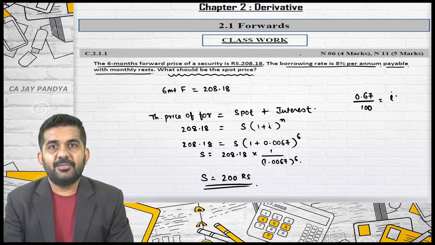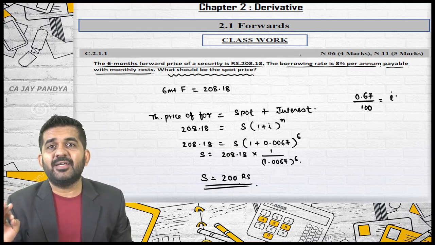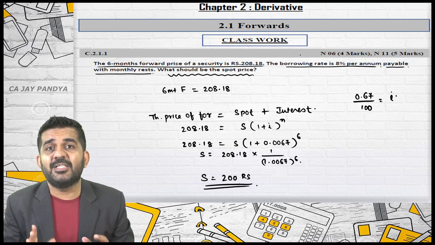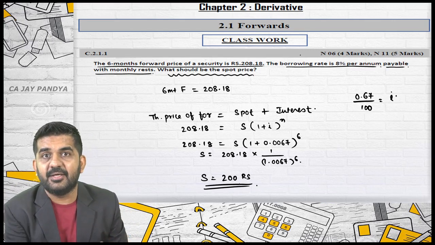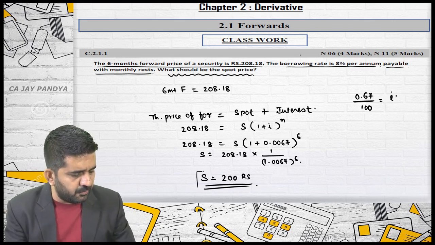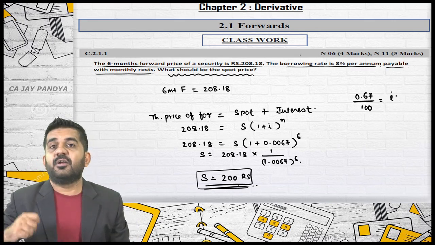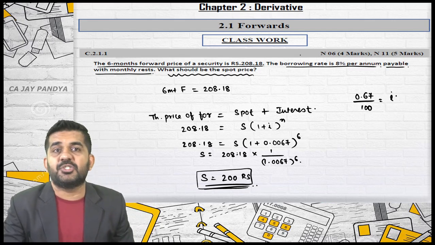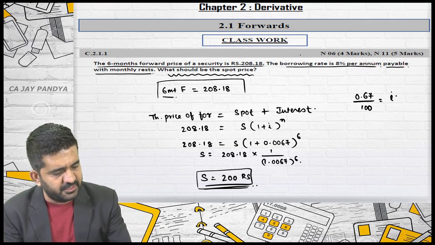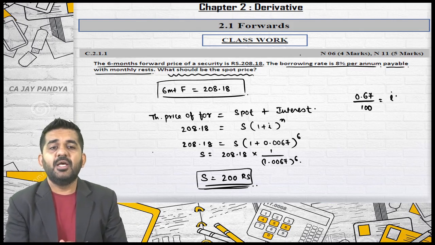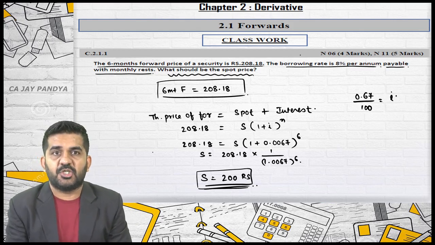Please understand, if the market is perfect, that is all theoretical prices are actual prices in the market, then the spot rate will be 200 if the rate of interest is 8% per annum compounded monthly and the forward rate is 208.18. This is just the interpretation of the formula.